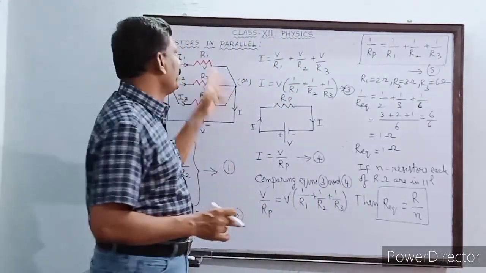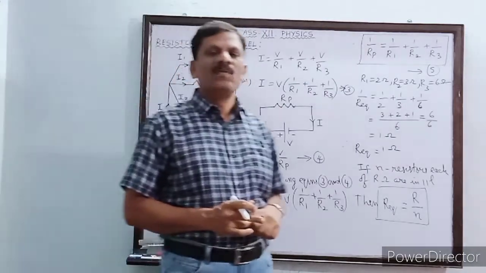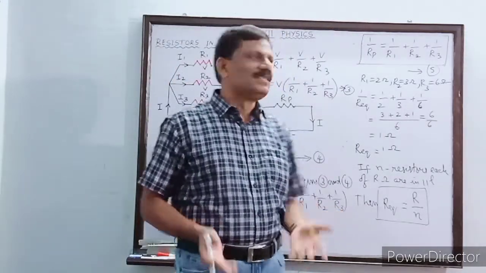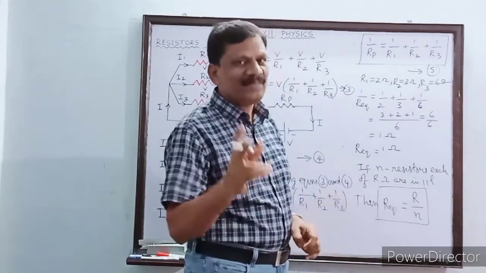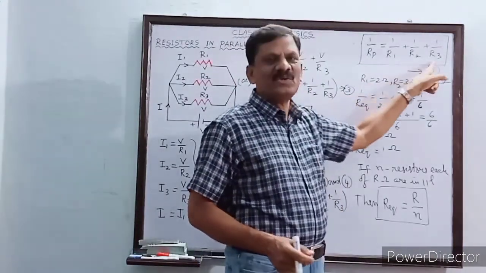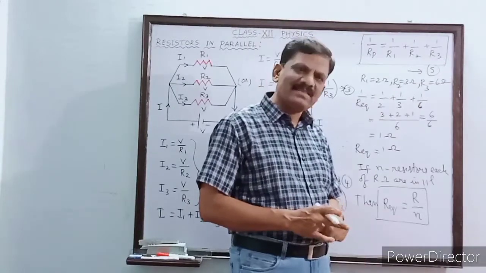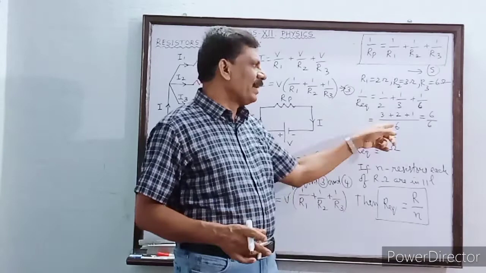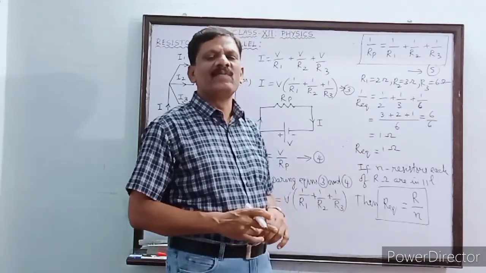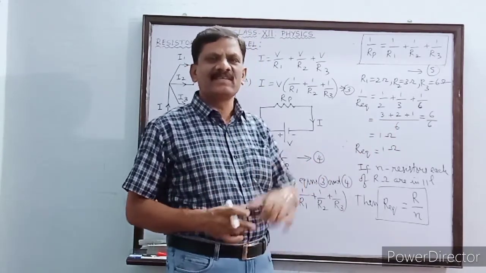Similarly, in the parallel combination, what do we infer? The reciprocal of the effective resistance in parallel is equal to the sum of the reciprocals of the individual resistances. Is it not? Also, what did we infer here? In parallel combination, the effective resistance will be less than the least of the combination.